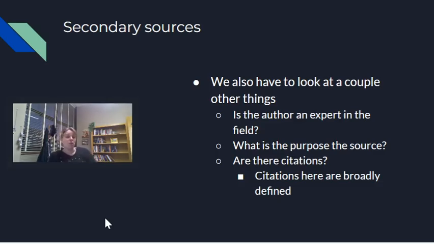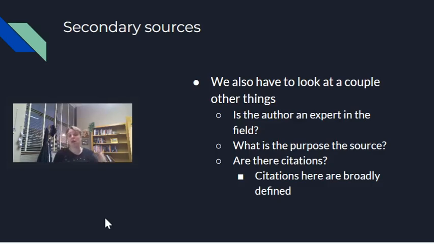We want to make sure, what is the purpose of the source? Most secondary sources are there to inform you. But when we look at academic sources, they're also there to persuade you of something. And when we look at that persuasion, we need to make sure that there are citations.